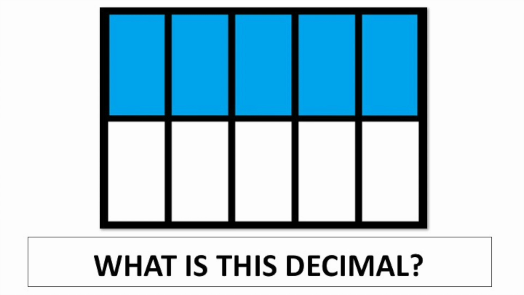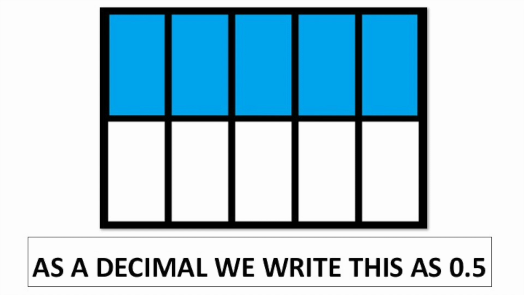Now, what is this decimal? It's a different shape, but it's exactly the same. Perfect. You see, even though it's not a circle, it's a square or a rectangle, we still do the same calculation. We ask ourselves, how many parts are coloured? How many parts are coloured? 5. So our decimal, as a decimal, we write this as 0.5. Well done, guys. Well worked out.